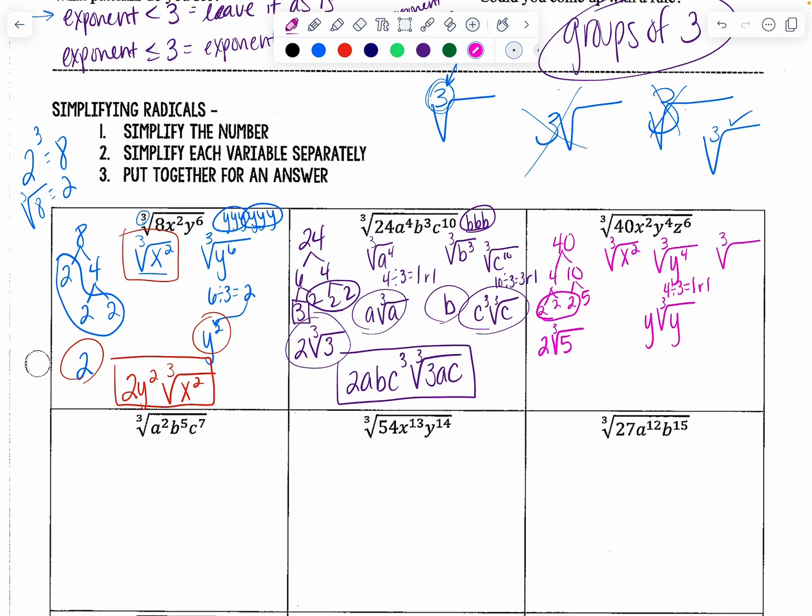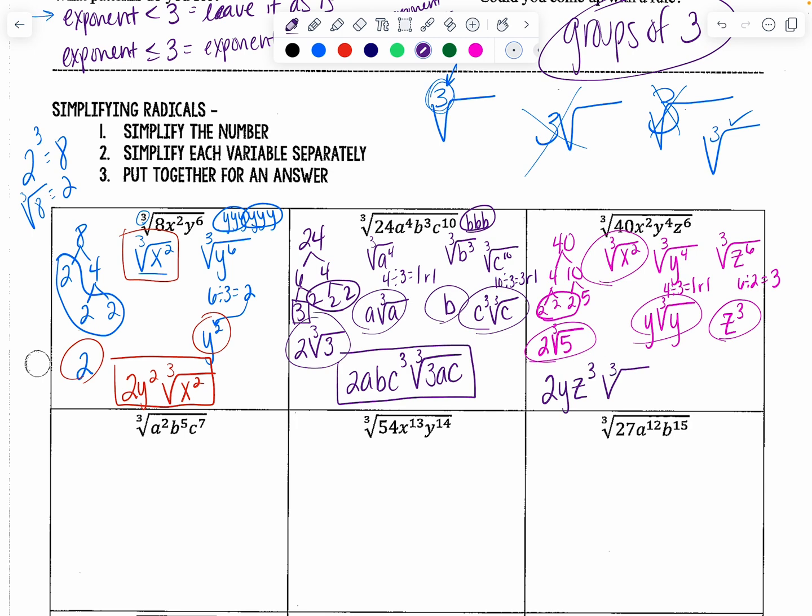And then z to the 6. So if I take 6 divided by 3, that gives me 2 with none left over. So z squared comes on the outside. So again, we have these 4 pieces that we're going to put together as our solution. So I have 2 y z squared, cube root.